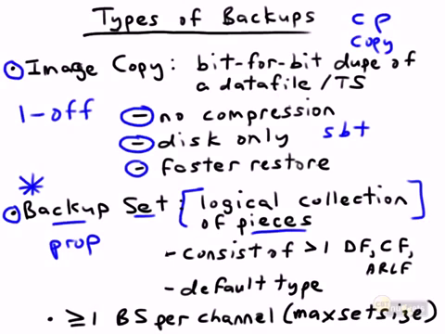Another element of the backup set is that because they're logical entities, they're going to consist of more than one data file, control file, or archived redo log file by default. Now we can customize the behavior of backup set creation. We can customize the maximum size of each backup set. We can customize how many files maximum can be stored in each backup set. So we have a lot of flexibility on how Oracle will create and manage backup sets, including, down at the bottom here, the ability to assign more than one backup set per channel.